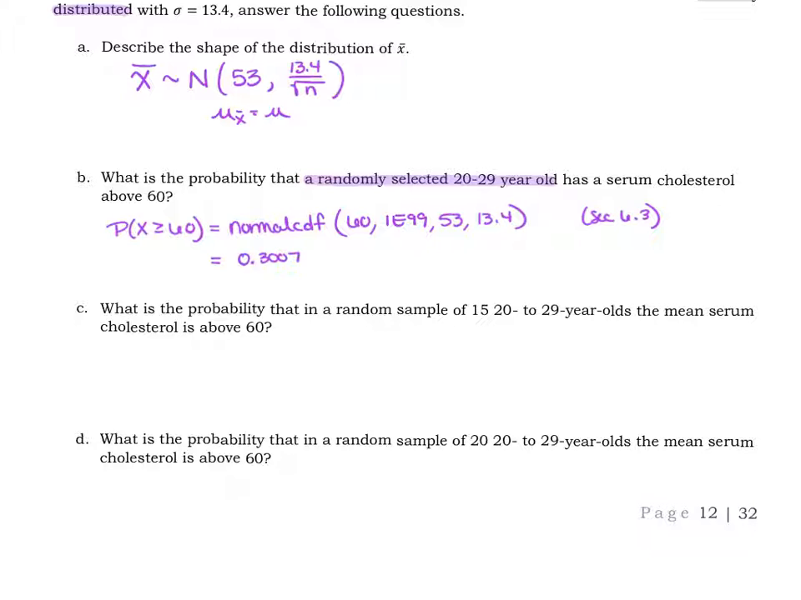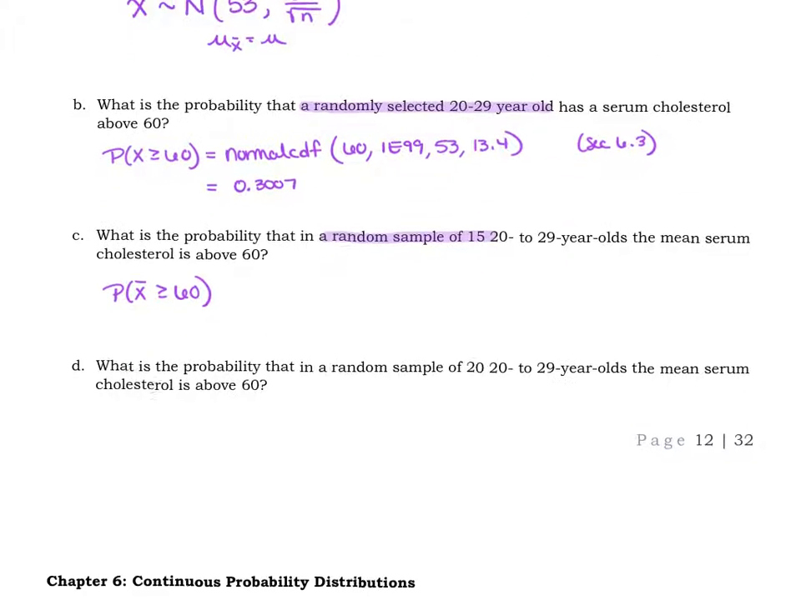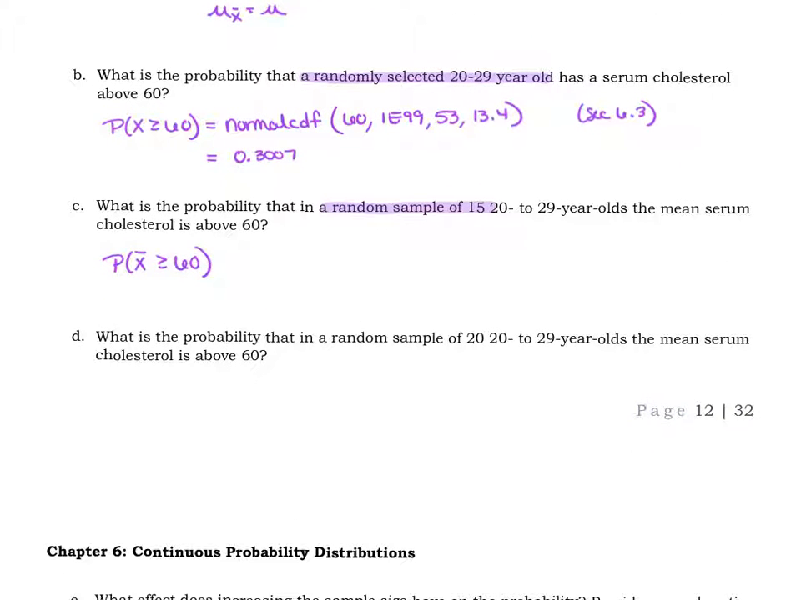All right, moving on to the next one. What's the probability in a random sample of 15 people? Okay, so now again, we're going to take groups of 15 and find their average, okay, find their mean. And so we want to know what is the likelihood we grab 15 people and we find their average HDL, and that average is above 60. So now, instead of wanting the probability that X is greater than 60, we want the probability that X bar is greater than or equal to 60, the mean of all 15 of those people that we are sampling.